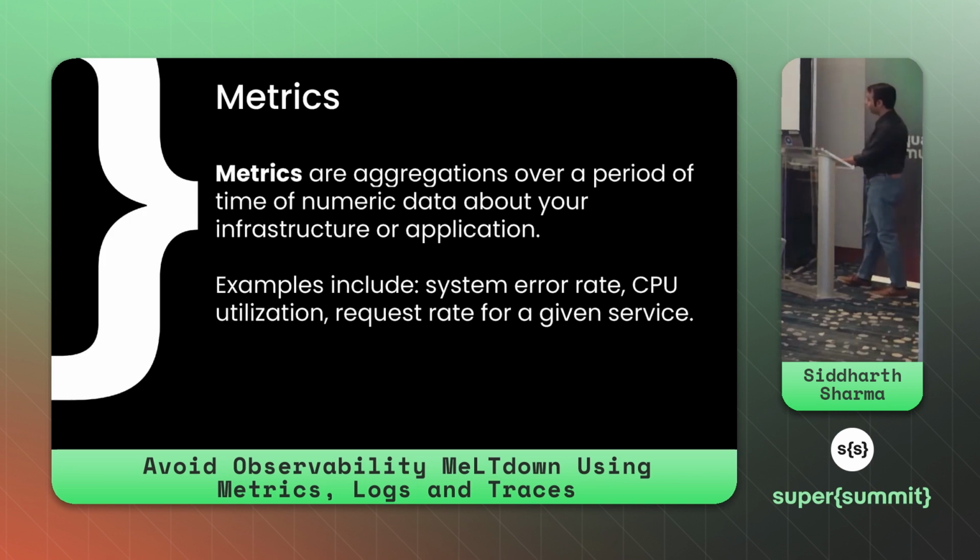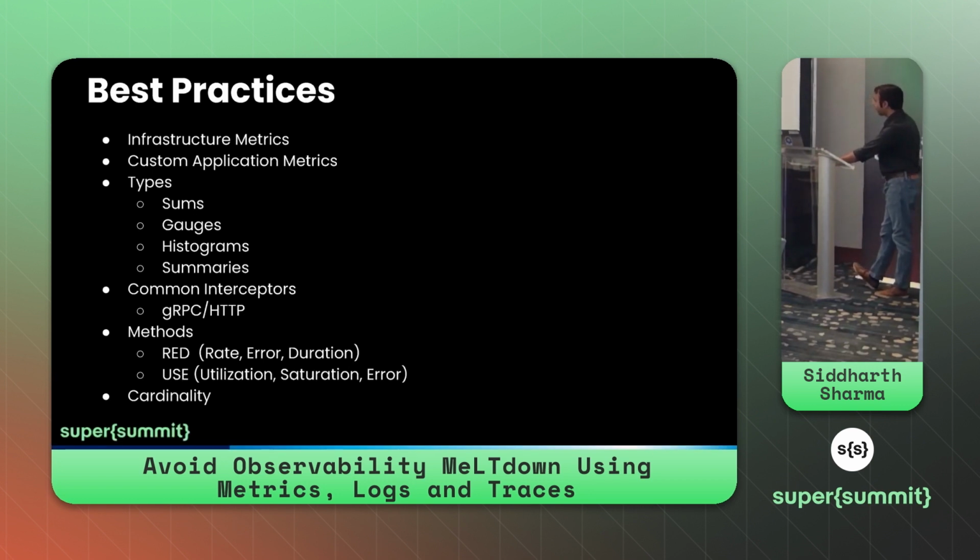A quick primer on metrics. Metrics are aggregations over a period of time of some unique data about your infrastructure or your custom application. It could be either host level metrics or application level metrics. This is the second pillar of observability. Infrastructure metrics are at your host level, container level, pod level, where you don't have to do it multiple times across your services. You just have to inject some agent on your host.